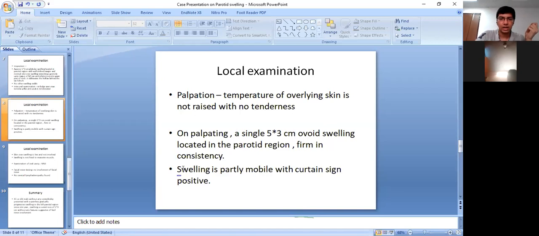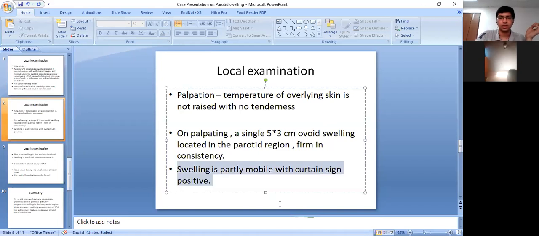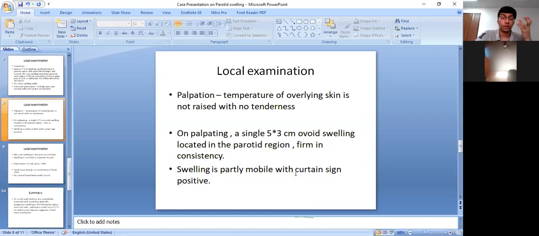Swelling is partly mobile with curtain sign positive. It is the classical sign, the only sign actually present in the parotid gland. What is the curtain sign? I already mentioned the basic funda behind it. If you remember the anatomy, and if you remember the difference between a lymph node and this, what is the curtain sign?